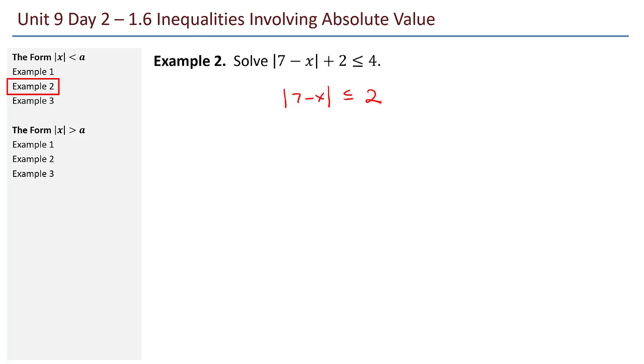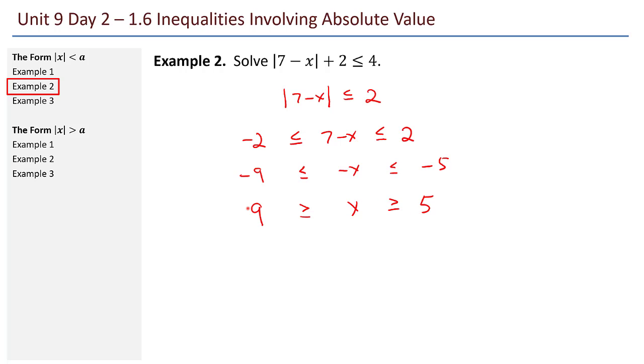Now it's in the form that I want, absolute value of something less than or equal to a number. 7 minus x goes in the middle, less than or equal to 2 on the right. I'll put the negative 2 on the left. And let's subtract 7 from everything. So subtracting 7 gives me negative 9 less than or equal to negative x less than or equal to negative 5. Now, I really want to see x in the middle, not negative x. So I can turn that into an x by multiplying by negative 1. So let's multiply everything through by negative 1. Of course, be careful: when you multiply by negative 1, that reverses the inequalities.